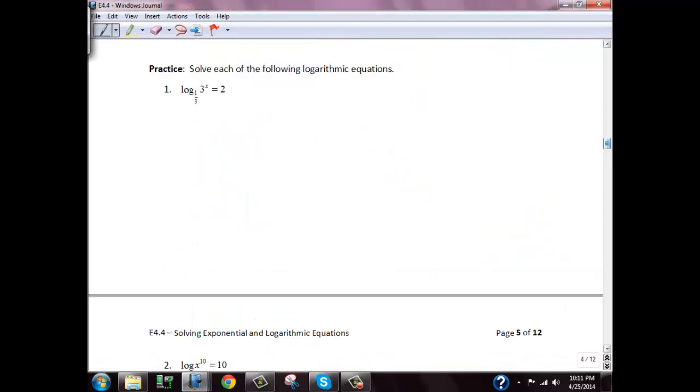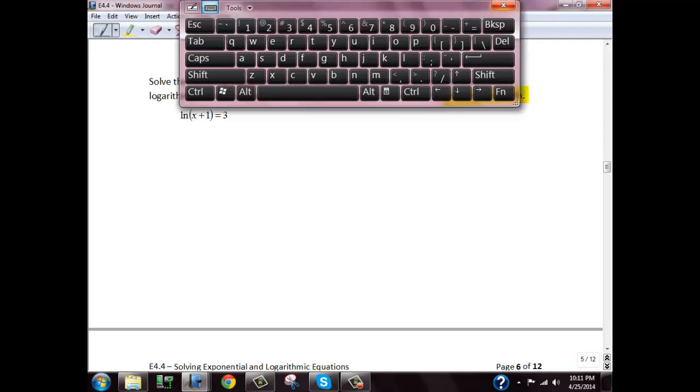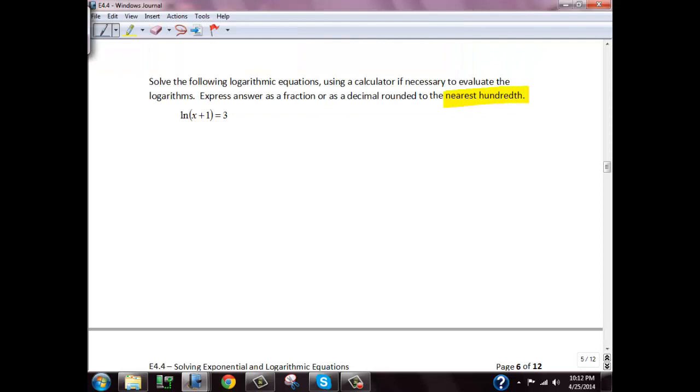Okay, let me scroll down here. So here it's the same idea. We're still getting rid of logarithms using the exponential base. Okay, here it says using a calculator if necessary. That means that some of these don't turn out pretty. It also says round to the nearest hundredth, which is almost a sure sign that we are going to have to use our calculator, and it's not going to be pretty.